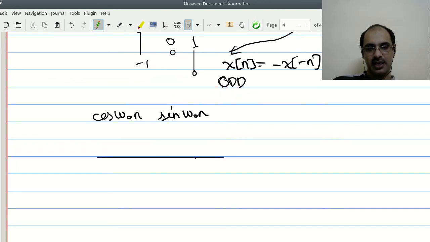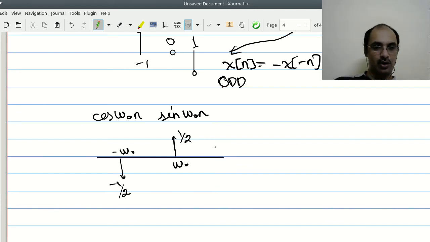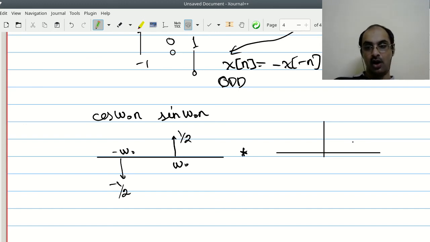If you look at the sin, it is basically going to have two impulses. Okay, weight half at omega naught, weight minus half at minus omega naught, and periodic with 2 pi. I am not drawing the others. And I have to convolve this. Remember, multiplication in time domain corresponds to convolution in the frequency domain. I have to convolve this with the cos, which has, okay.